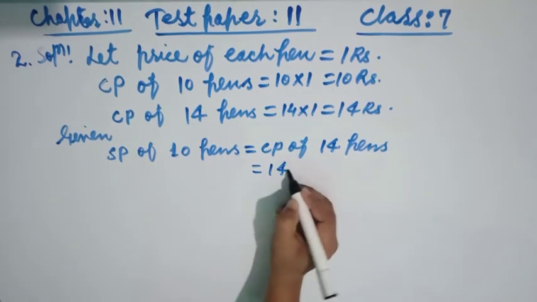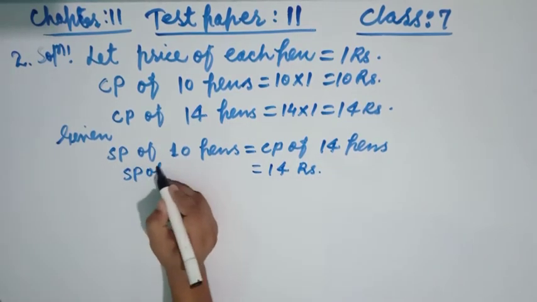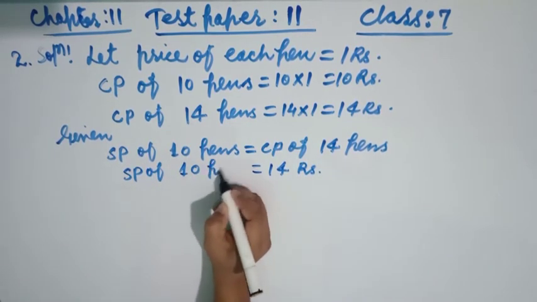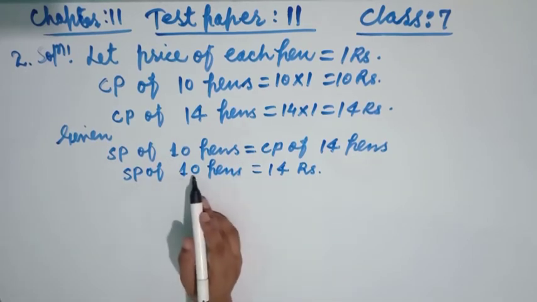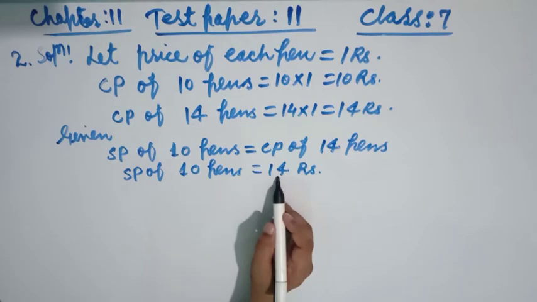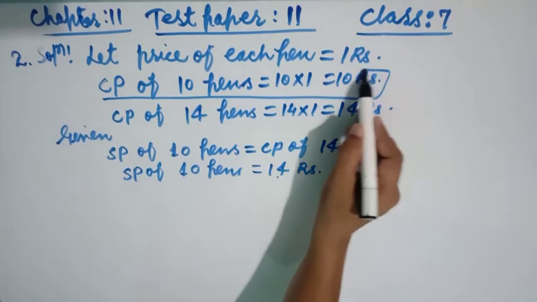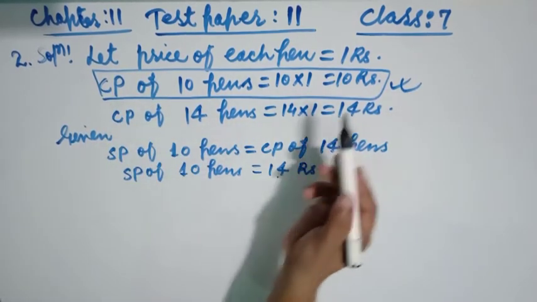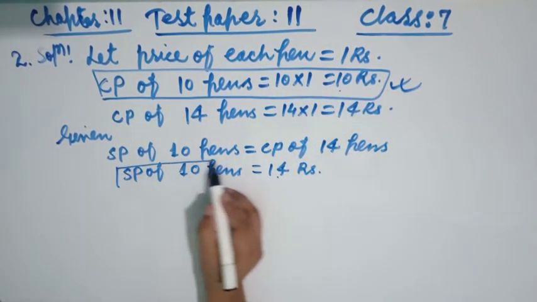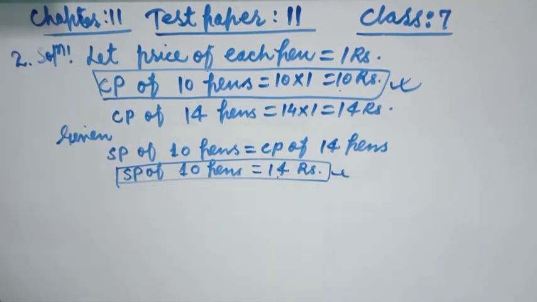Here the CP of 14 pens is 14 rupees. So SP of 10 pens is equal to 14 rupees. And have a look friends, the CP of 10 pens is given here as 10 rupees. Now see friends, the CP is less than the SP, so we have to find the gain.